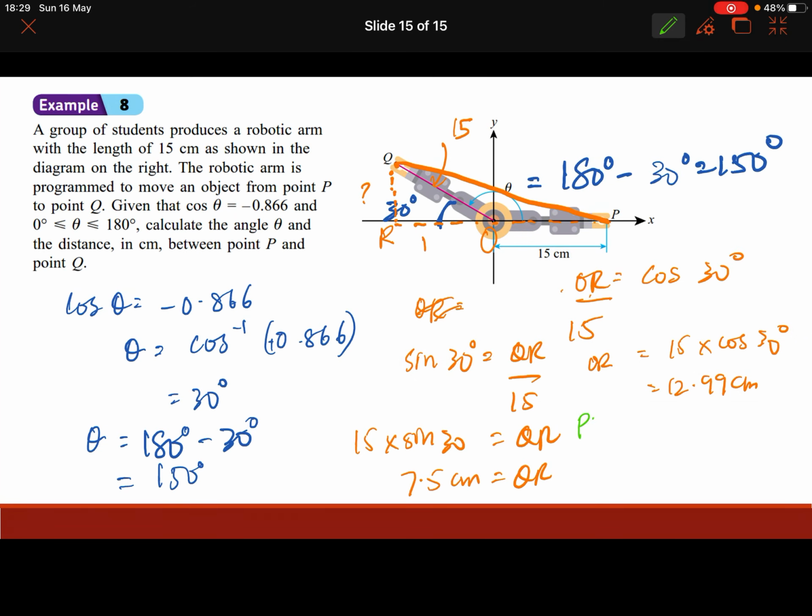Okay, so PQ is the square root of 7.5 squared plus (12.99 plus 15) squared, which equals 28.98 centimeters. Okay, so that's all for the first subtopic.